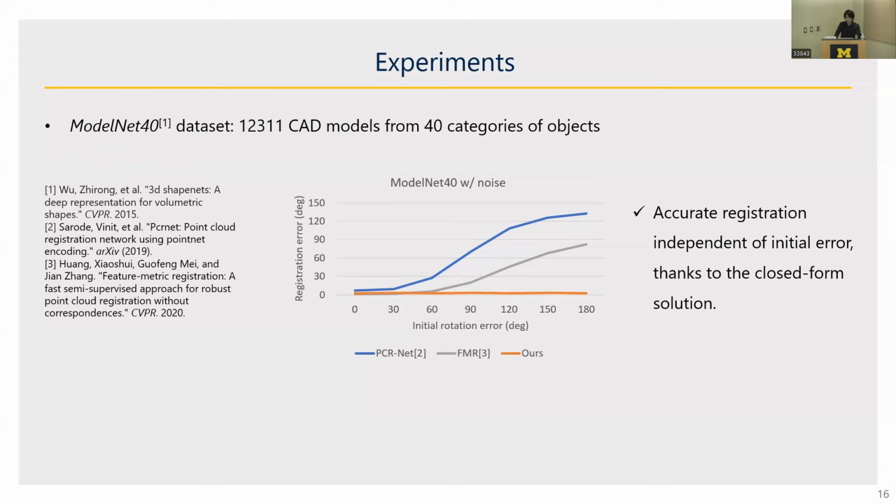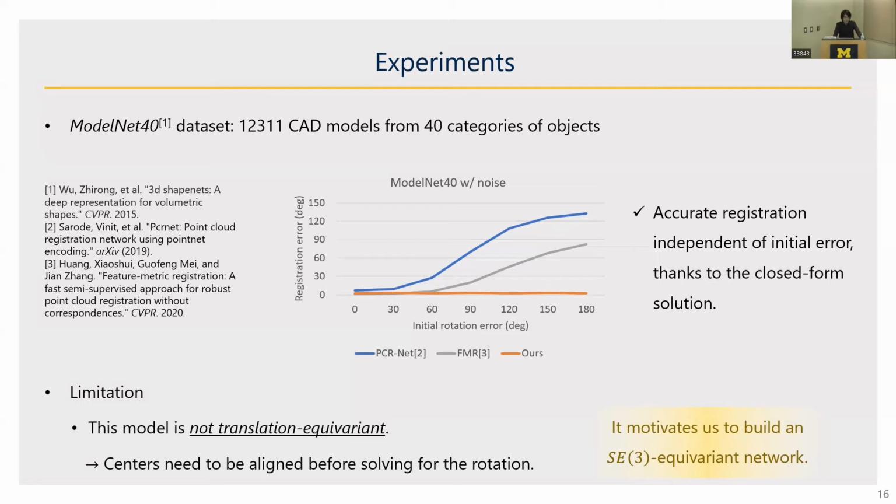However, our method also has a limitation. That is, this model is not translation equivariant. Therefore, the centers of the object need to be aligned first before solving for the rotation. It motivates us to build an SE3 equivariant network to deal with the translations, which brings us to the next part.